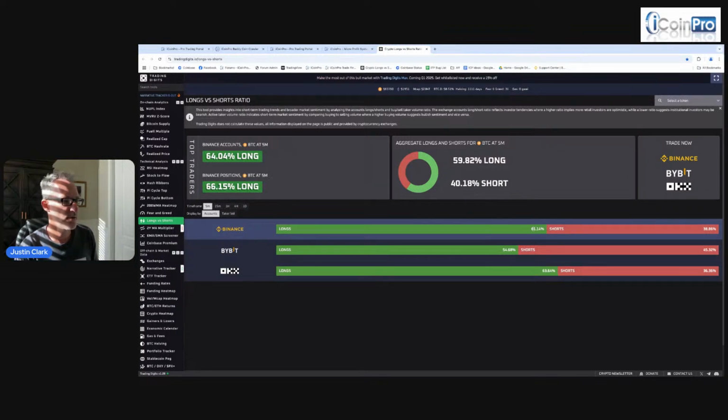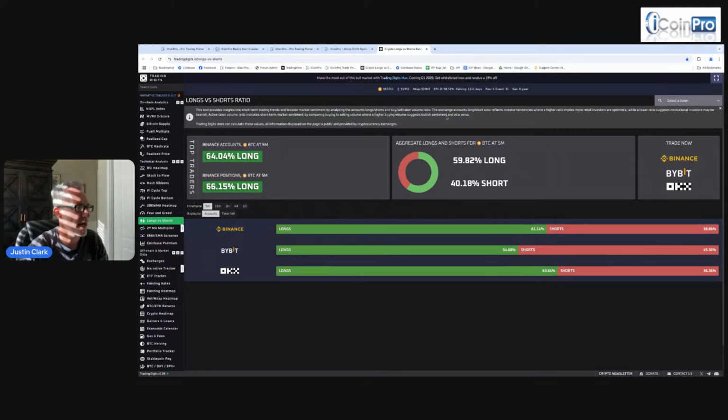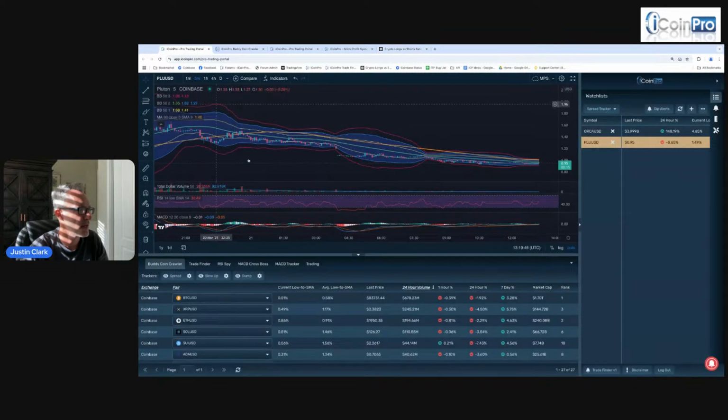If this gets over 70% long, then we have the potential for a long squeeze, which is where all of these people who are betting Bitcoin is going up get squeezed out of the market en masse, liquidated, in other words, and the price can drop more dramatically pretty quickly. But we're not quite there yet, so it's not going to really help us right now.